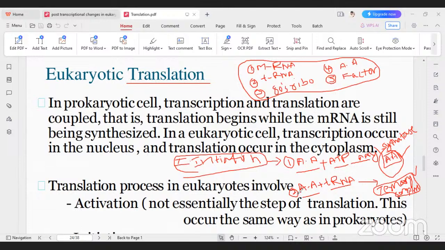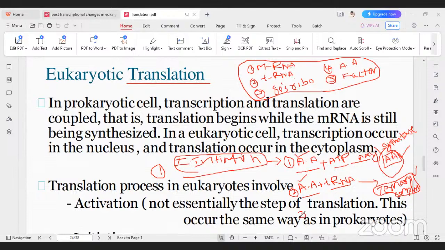First of all, hello? Yes, sir. Clear, sir. In the initiation process, first activation of amino acid, next ternary complex formed. Is it clear? Two clear? Yes, sir.